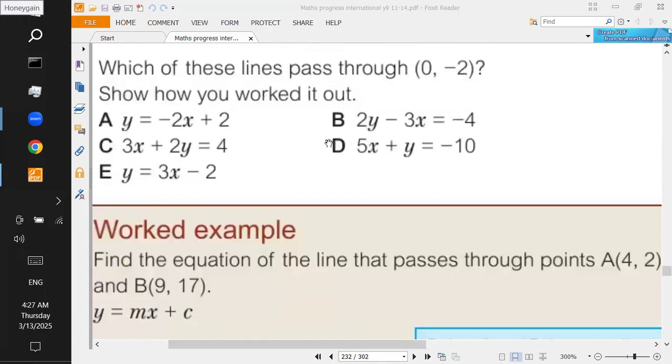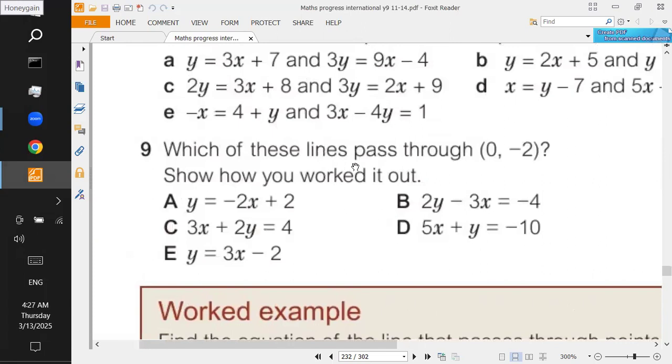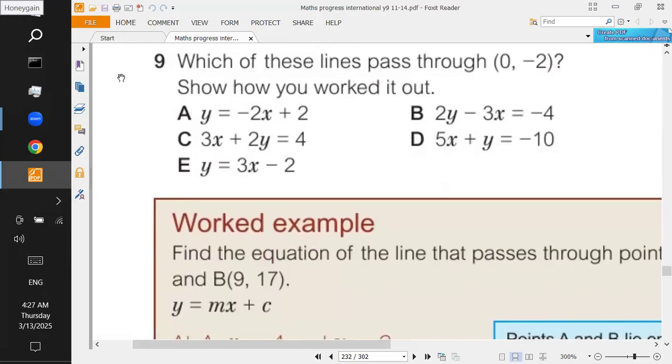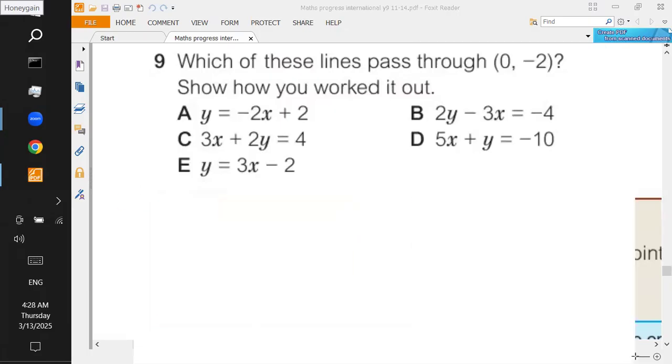Now, this question is very important. Which of these lines pass through this point? You have to look at that and understand it very well. So, when do you decide that the point passes through a line? Very good. You just have to substitute the values of x and y, because the 0 here is the value of x, and this one is the value of y. So basically, this is the x, and this is the y.